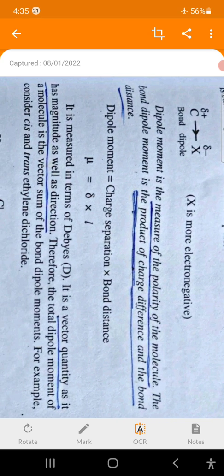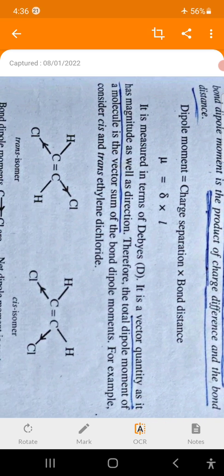Then in CHCl3 there are C-Cl bonds. The electron pair between carbon and chlorine is shifted towards chlorine because chlorine is more electronegative, and therefore all three chlorines in CHCl3 are negative, and carbon carries a partial positive charge, and therefore chloroform is a polar molecule.